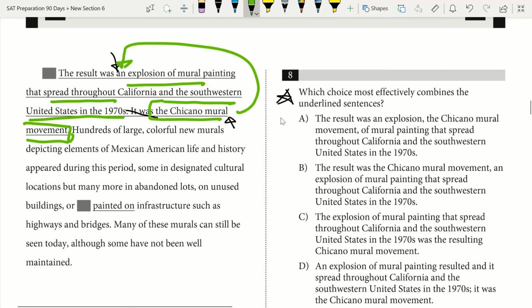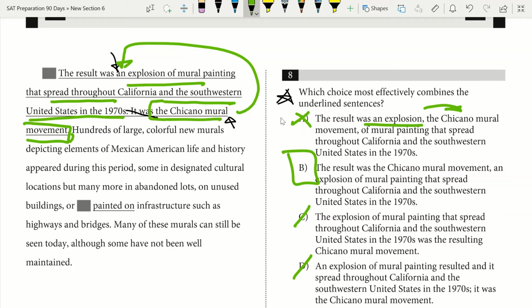We've got option A. The result was an explosion of the Chicano mural movement of mural painting. Okay, the problem with this is that we say the result was an explosion and then we say the Chicano mural movement. We need to say the result was the Chicano mural movement, so we can't say an explosion first. B. The result was the Chicano mural movement, an explosion of mural painting that spread throughout California and the southwestern United States in the 1970s. Yes, that one's exactly what I wrote down. It's exactly what our correct answer is going to be. So the answer there is going to have to be B.